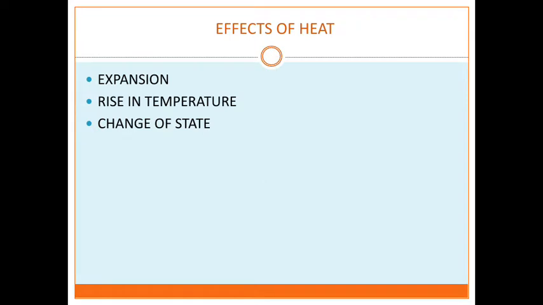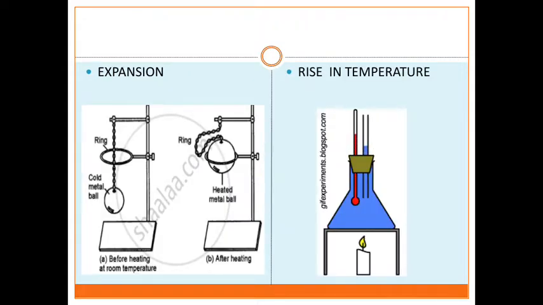So, we already know how heat is generated in various forms, and now you are going to see the results of heat. When you apply heat to a substance, what are the outcomes? There are three outcomes. Any of these three will happen when you apply heat. First one, expansion. Next is rise in temperature. Next one is change of state.